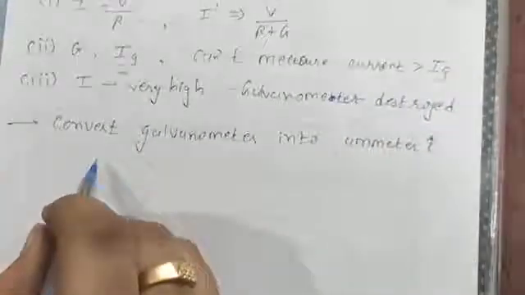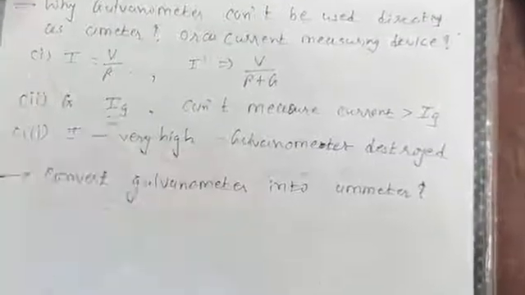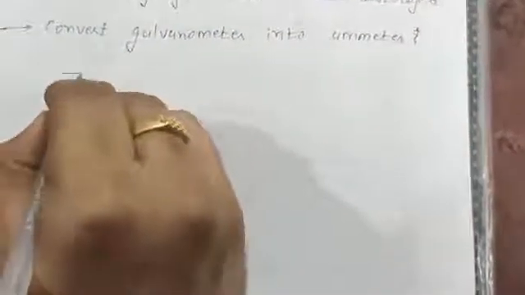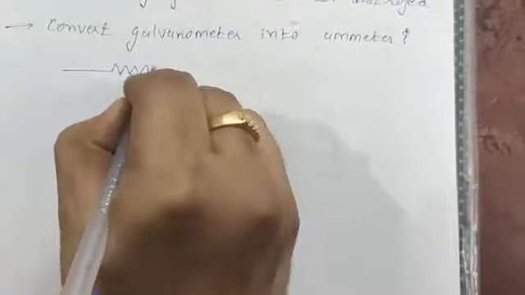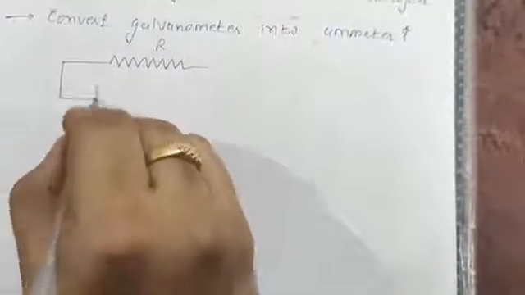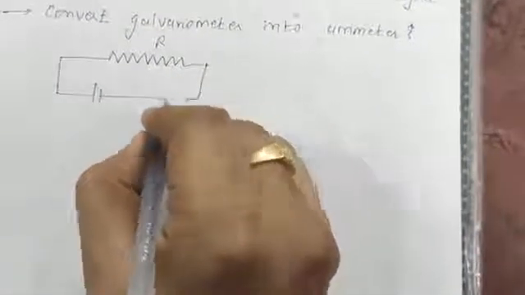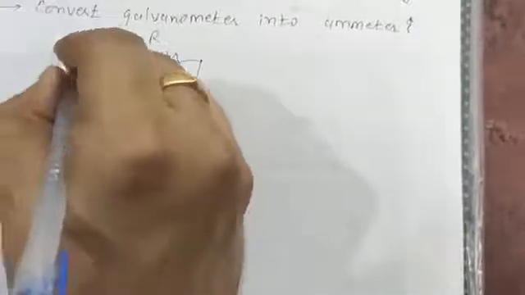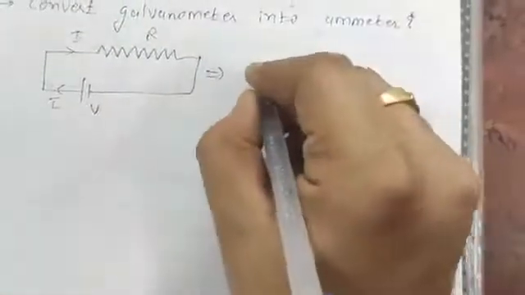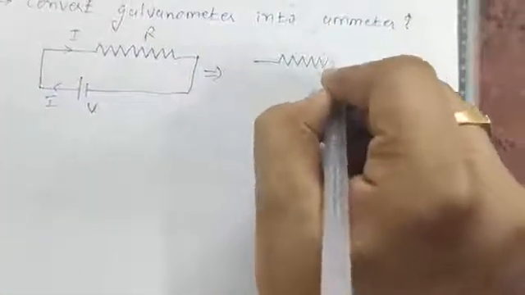See, now we will solve these three reasons, these three problems. If we can solve these three problems, then we can use the galvanometer as an ammeter. So this is the circuit in which we want to find out the current. The current flowing is I. See, how can we convert? To use the galvanometer like this.